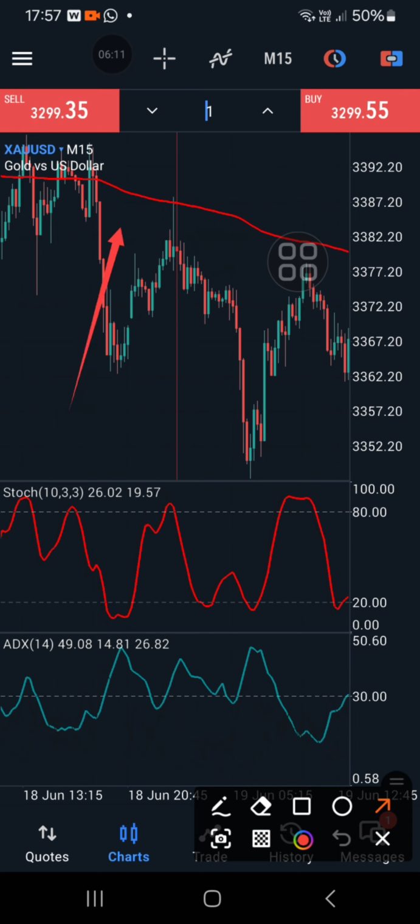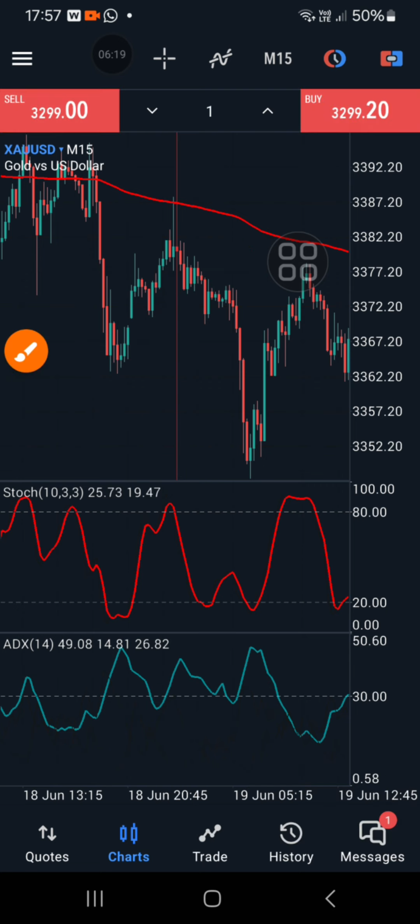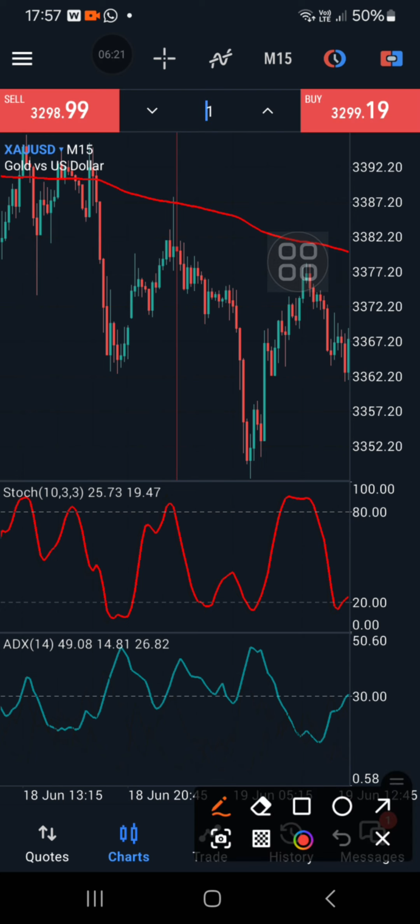We have to wait for the candles. If you're going to be selling, the price has to be below this red line. That's the first condition. Then the second condition is this. You now have to go on your ADX, your average directional movement. It also has to be above 30. The ADX has to be above 30, and I will explain why.